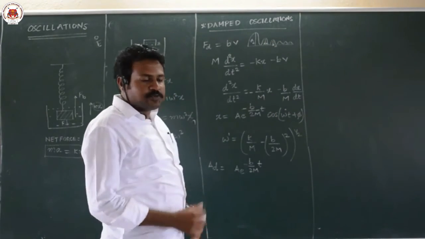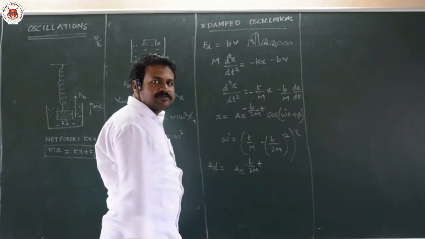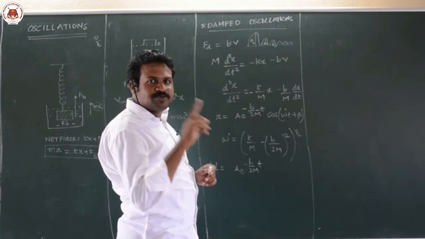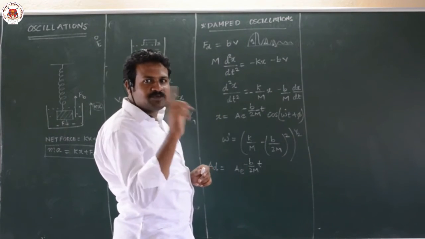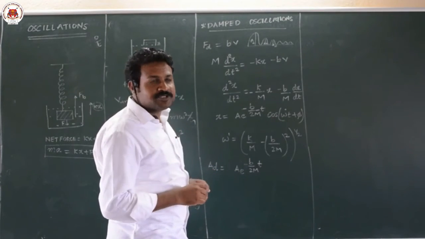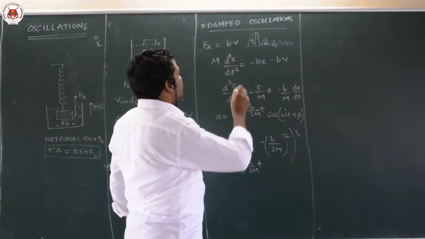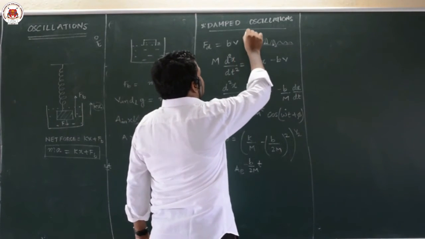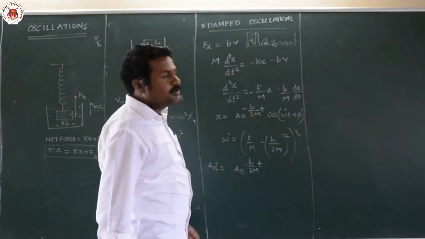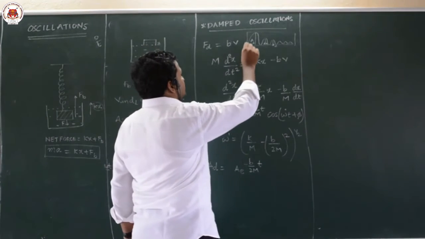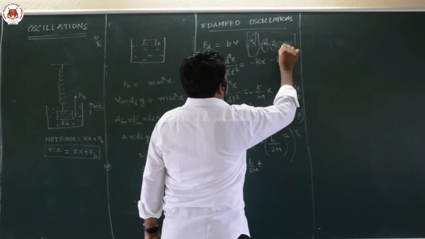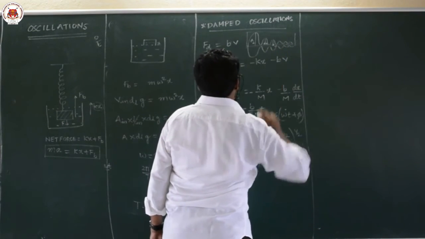Suppose a simple pendulum is oscillating and I apply a resistive force, air resistance. Because of that, the pendulum will move forward and backward, and slowly its amplitude decreases and finally it reaches the mean position. The oscillation is said to be damped when the amplitude of the oscillator goes on decreasing and finally it comes to rest.